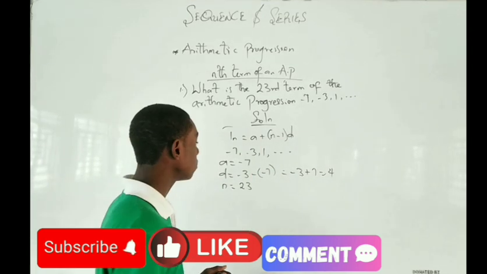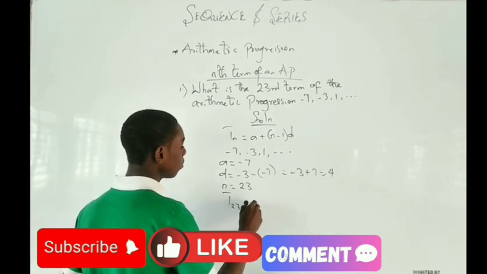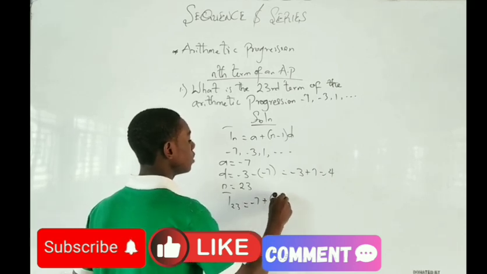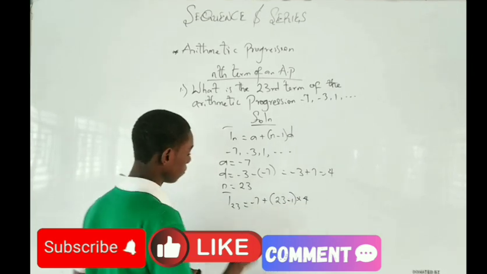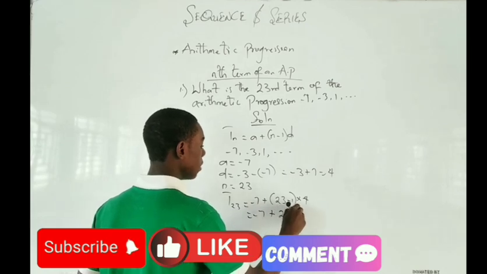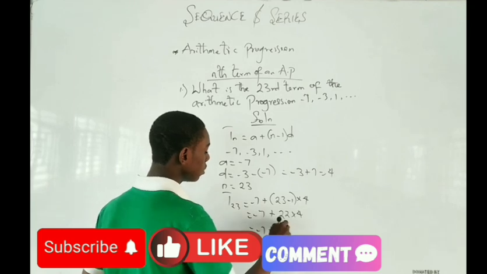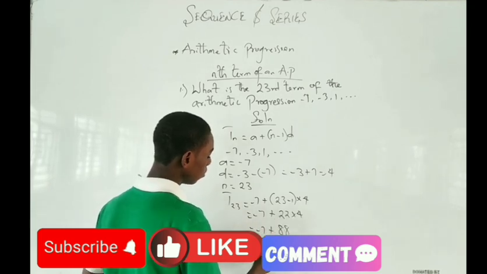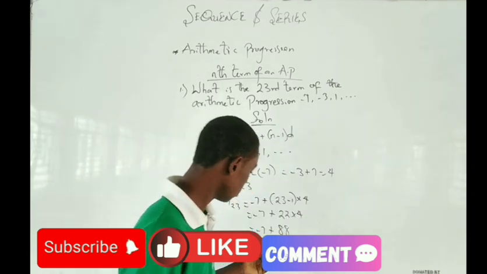Now substitute all this into the formula. T of 23 will be equal to A, which is minus 7, plus 23 minus 1 multiplied by 4. So you have minus 7 plus 22 times 4. 22 times 4 is 88. So minus 7 plus 88 is 81. So the 23rd term of this sequence is 81.